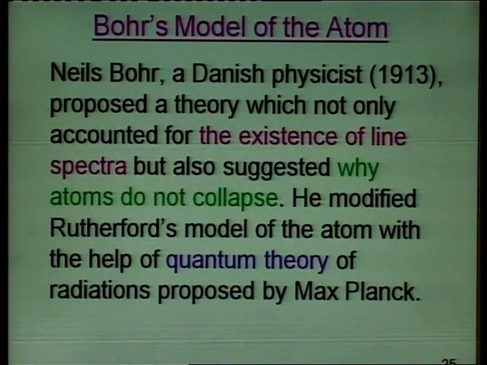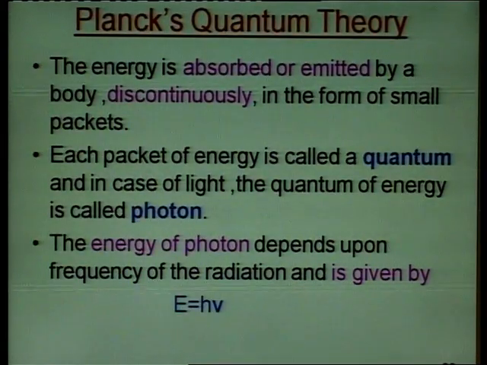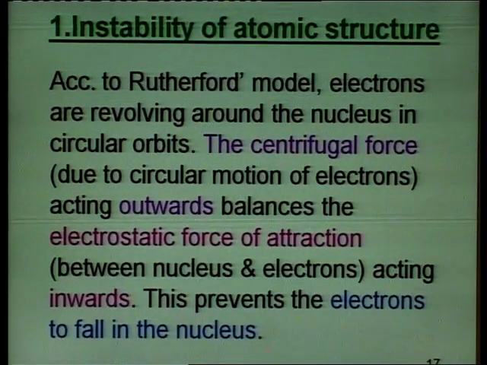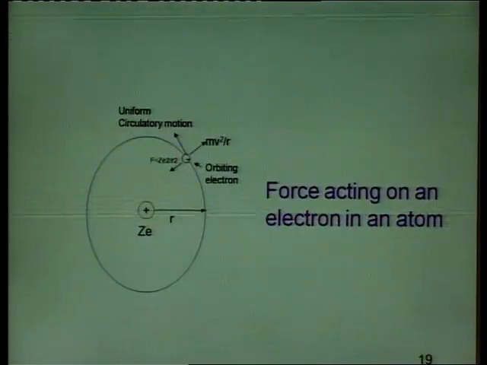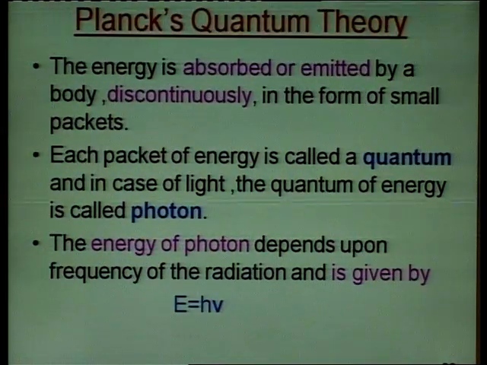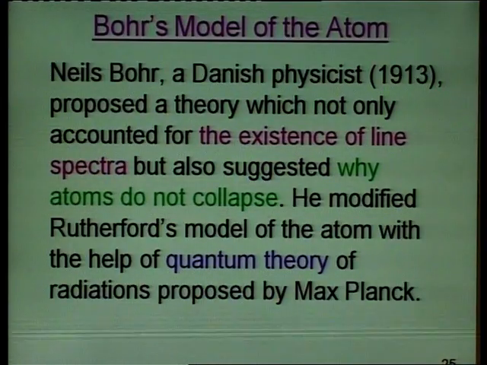Now we will be discussing about the Bohr's model of atoms. So first we have discussed about the drawbacks of the Rutherford's model, why the Rutherford's model could not explain the line spectrum of hydrogen, and it could not explain the instability of the atomic structure. And then we have discussed about the quantum theory, the Planck's quantum theory, before discussing the Bohr's model. Now we would discuss about the Bohr's model of atom.